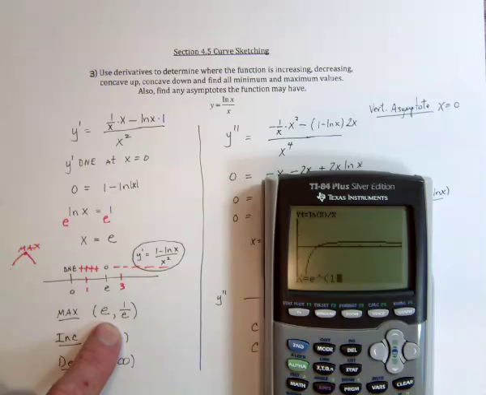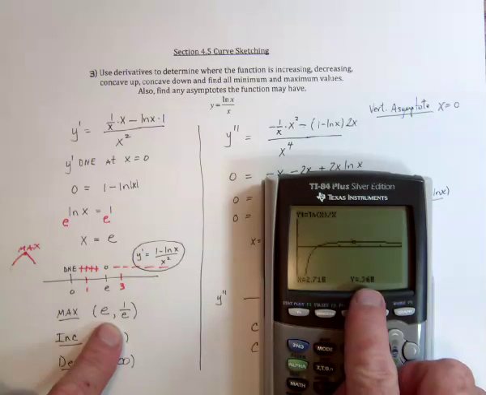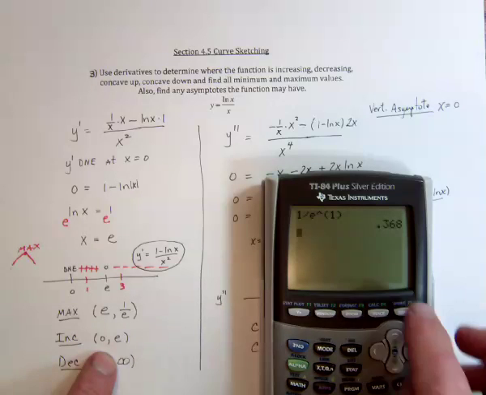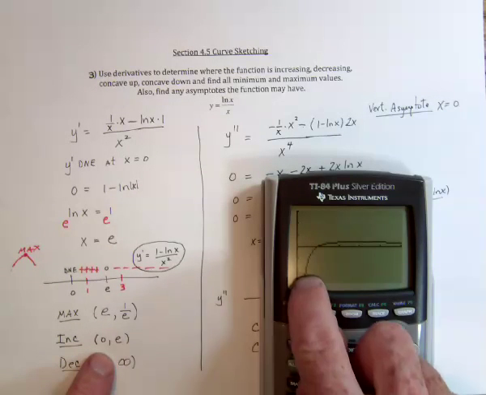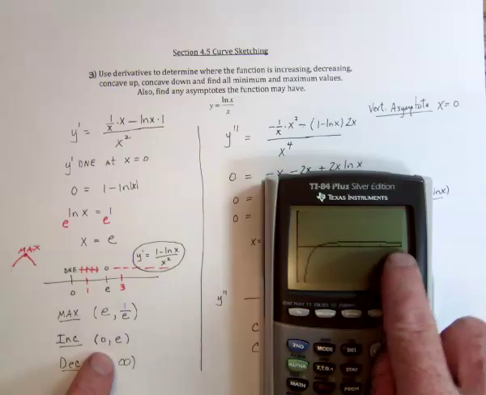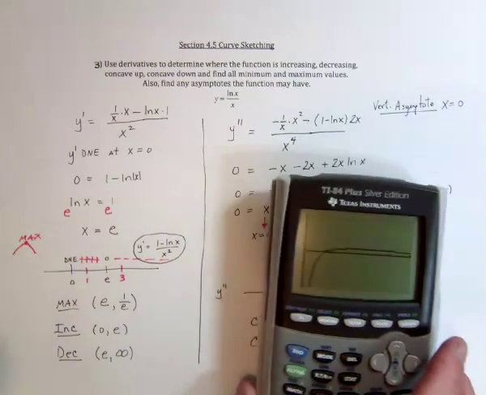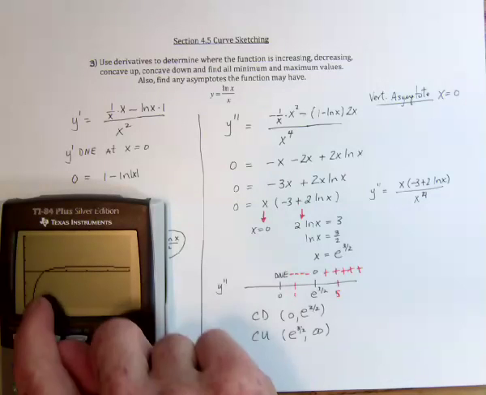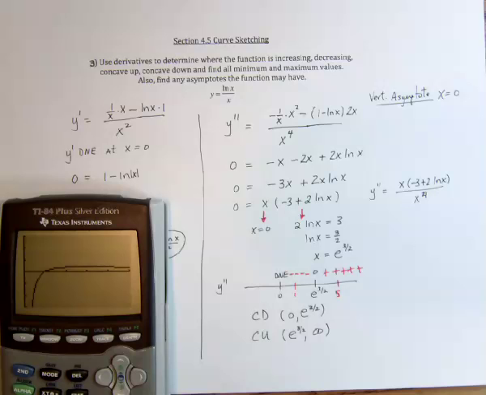So trace and put in e to the 1. That sounds reasonable. And then they say the y value is 0.368, so 1 divided by e, too many parentheses, is 0.368, so that's right. And it's increasing from 0 to e and decreasing after that. So this stuff is correct. And over here, concave down, so this is concave down.